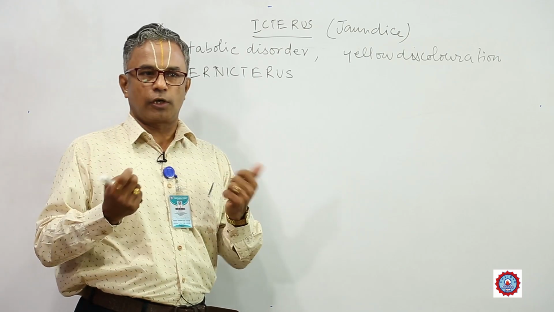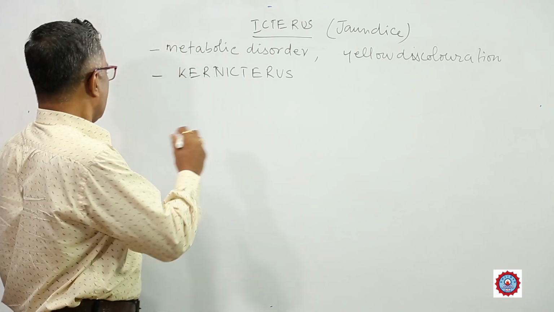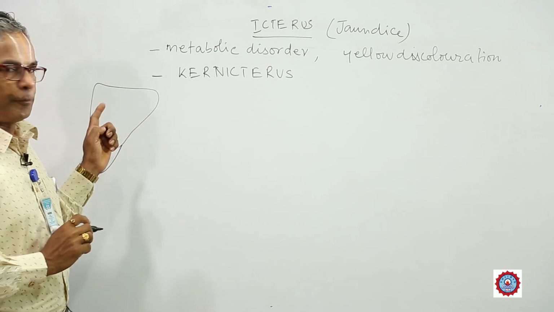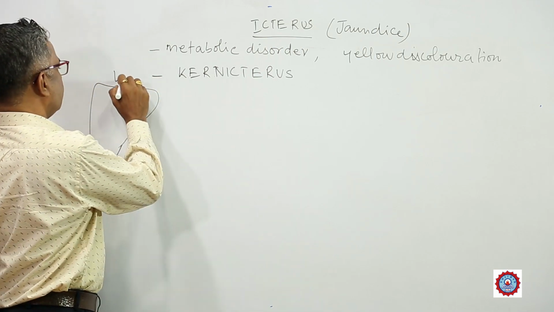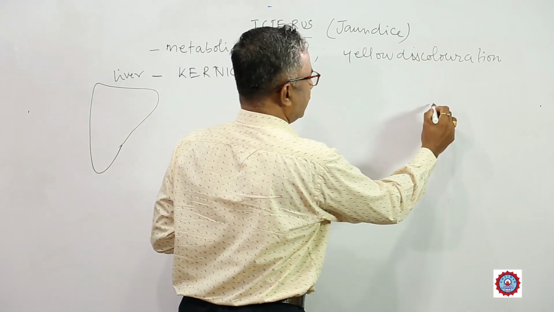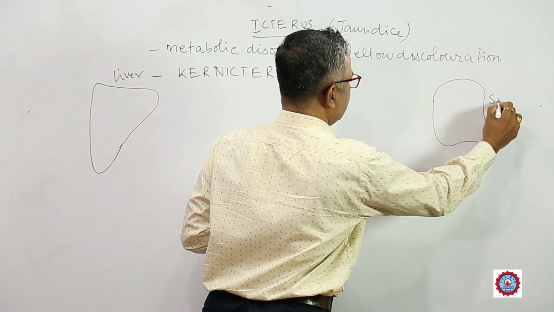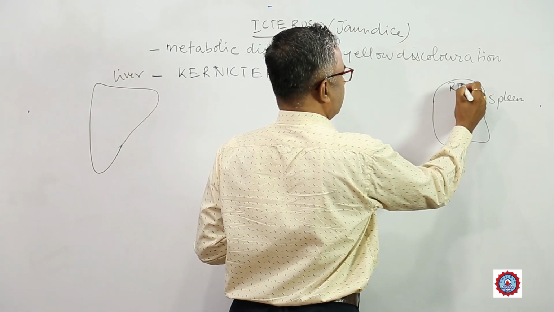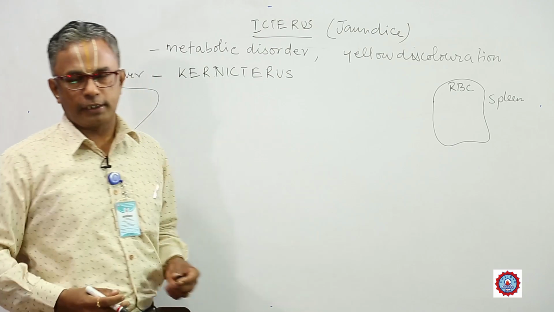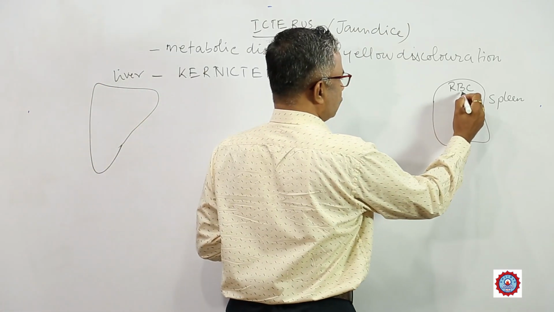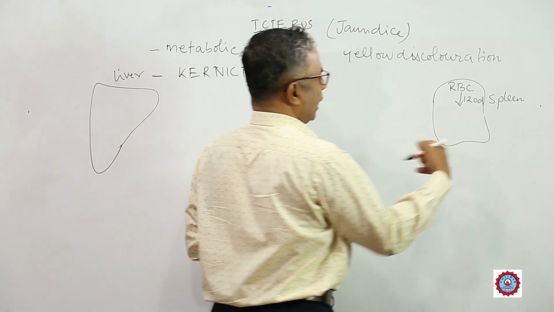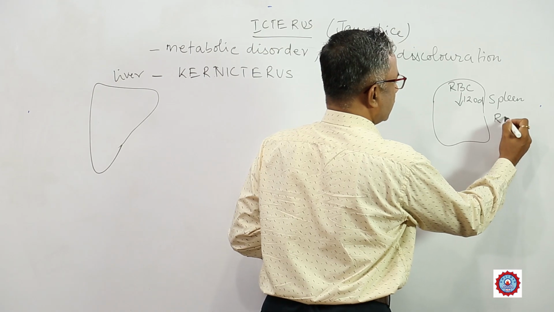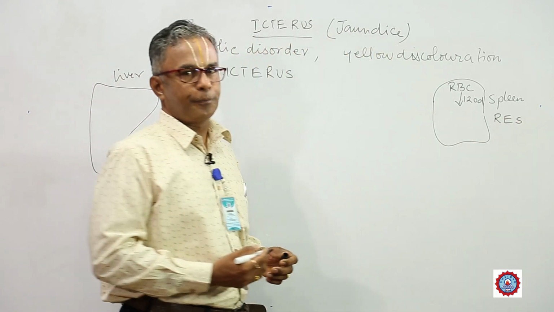Now, we will see how jaundice occurs in our human body. We will briefly see the metabolism of hemoglobin. This is the human liver, and we have the spleen here, this is the human spleen. In the spleen, RBC, that is red blood cells, are destroyed after 120 days. The lifespan of RBC is 120 days. After 120 days, the RBC is destroyed in the spleen by a system called the reticuloendothelial system.